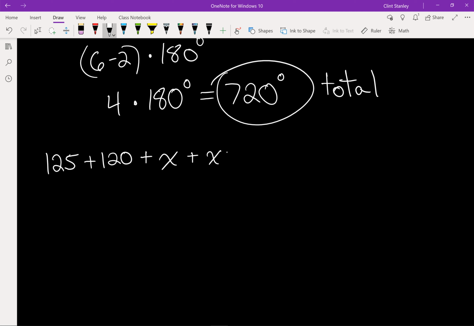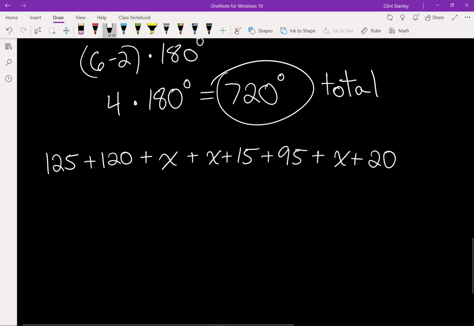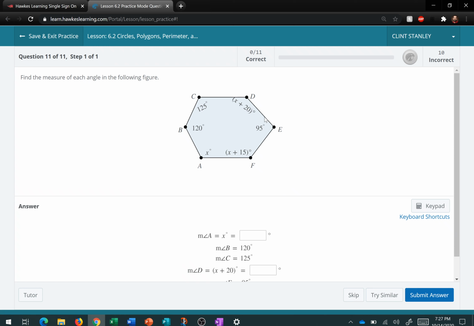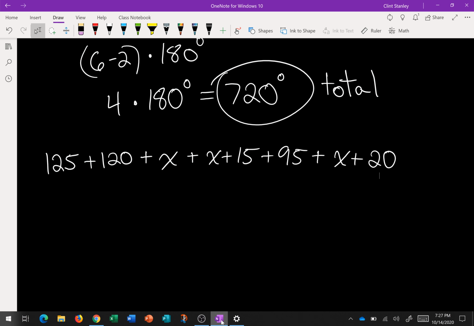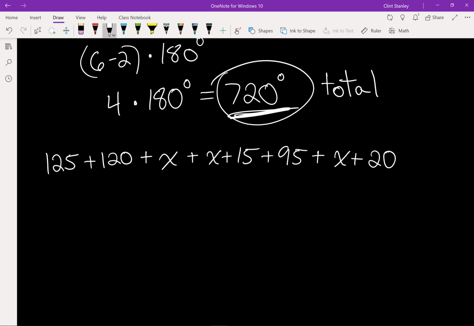So x plus 15 plus 95 plus x plus 20. And my short-term memory is not good, so I'm going to double check myself. X plus 20 was the last one. That's right. Okay. So what are we going to get when we add all these up? We're going to get 720. That's our total.